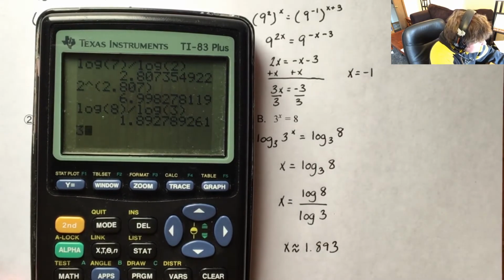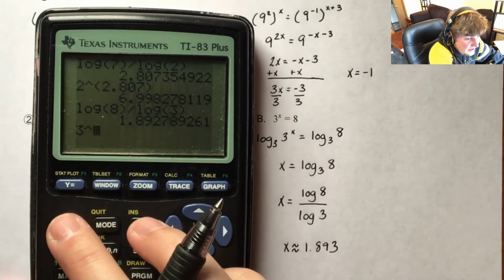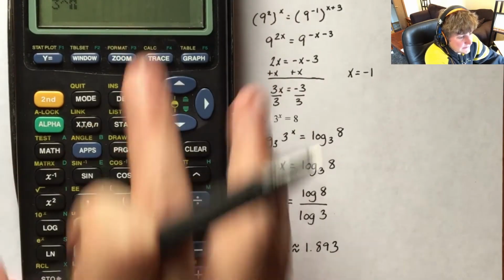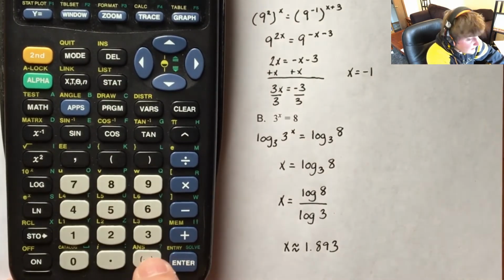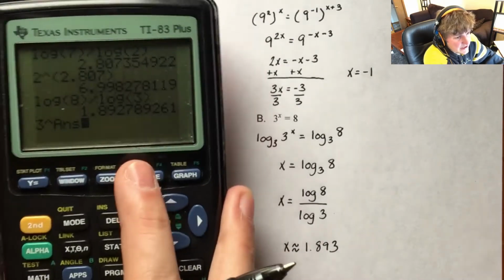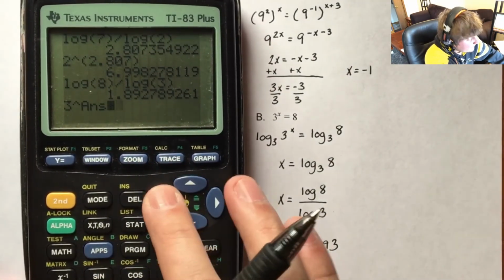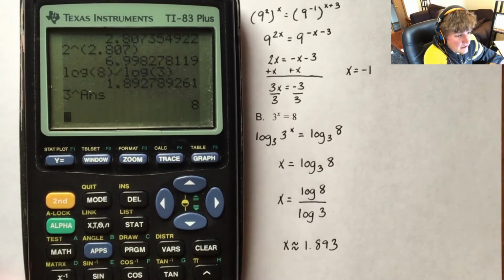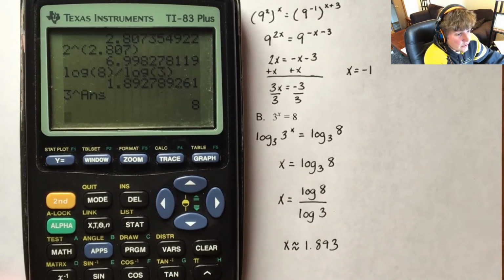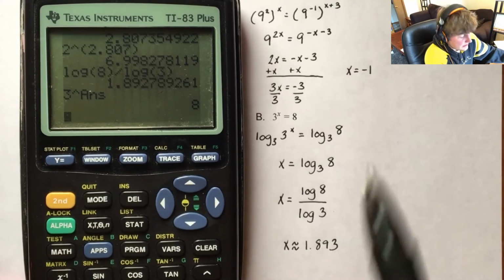Okay, so I can take 3 to the, and if you recall, I can hit second, and then the negative number sign, and that will give me my previous answer. And I don't want to add anything, and when I hit enter, it is that. So when I take 3 to that power, it is going to give me 8.